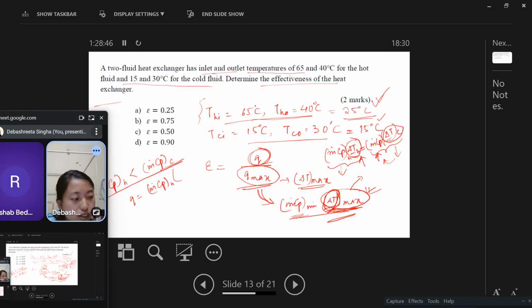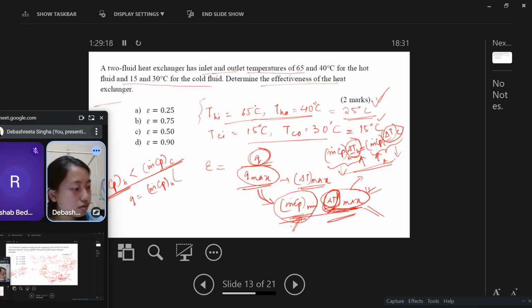Now why is it important to understand which is minimum, which is maximum? Because Q has two parts. One is delta T max, which I have already told you. Another one is MCP minimum, which is found out from here. So minimum MCP is of the hot fluid.